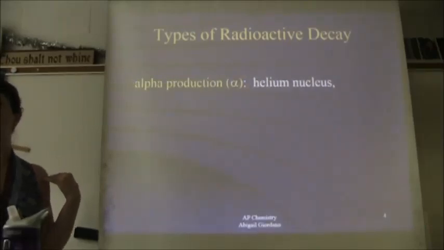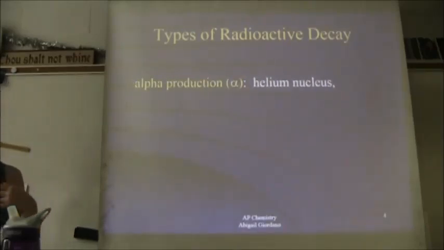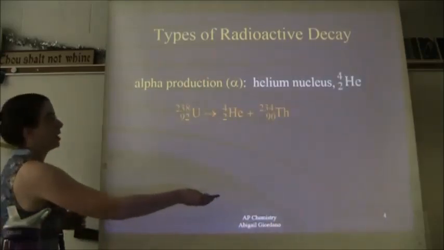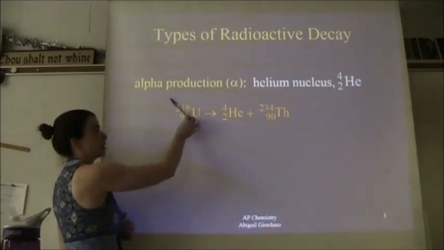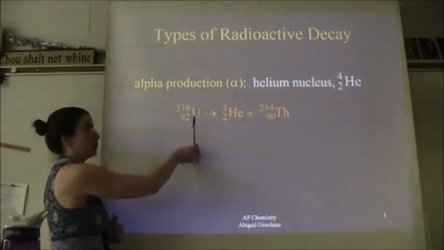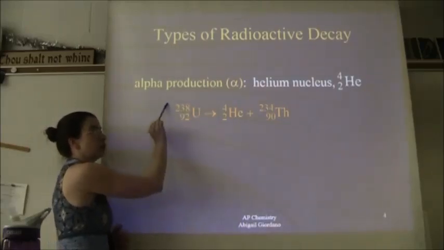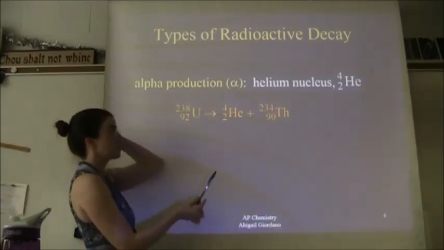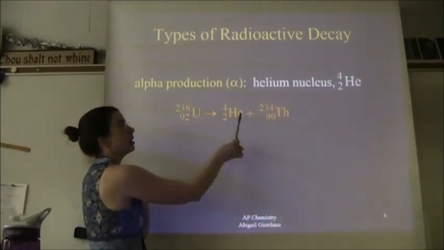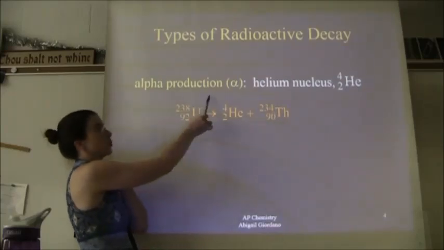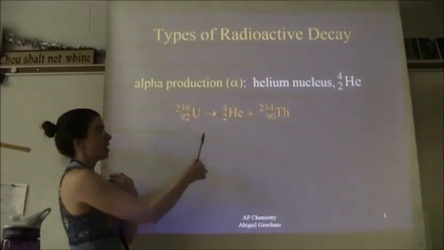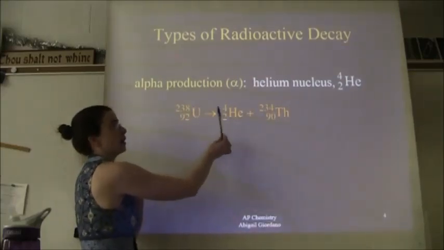Here's our first one. You can call it alpha production. You can also call it alpha decay. All right, so what we would have is a radioactive nuclide. This is an atom of uranium. It undergoes a nuclear reaction, and we get a new element. This underwent alpha decay. So here is an alpha particle.